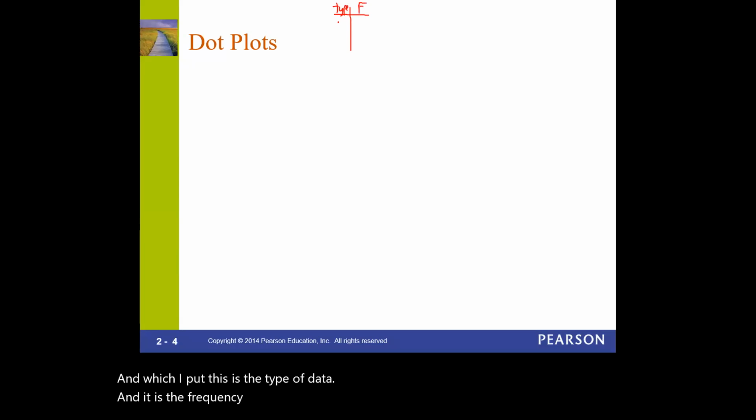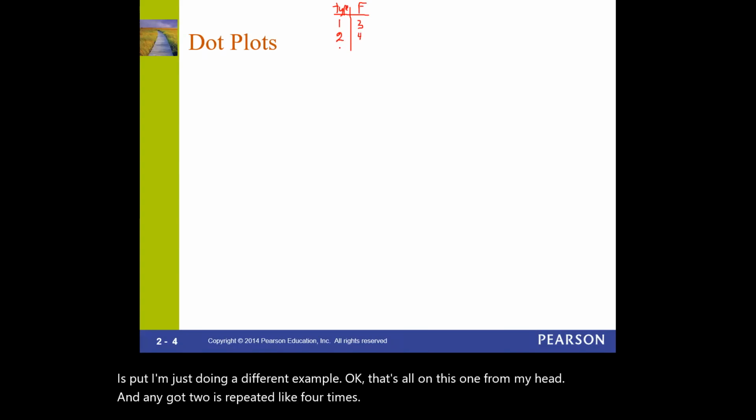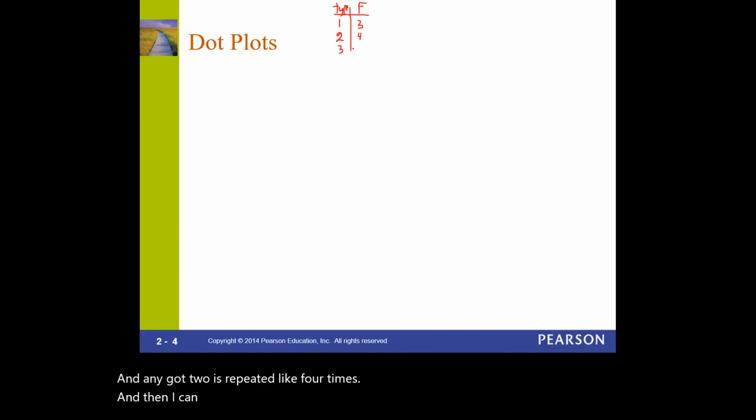I can say, for example, let's put 1 is repeated like 3 times. I'm just doing a different example, okay? That's one from my head. And then 2 is repeated like 4 times. And then I can say 3 is repeated like 2 times, and so on, right?